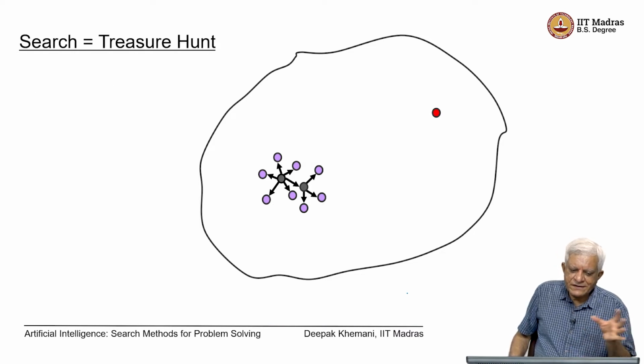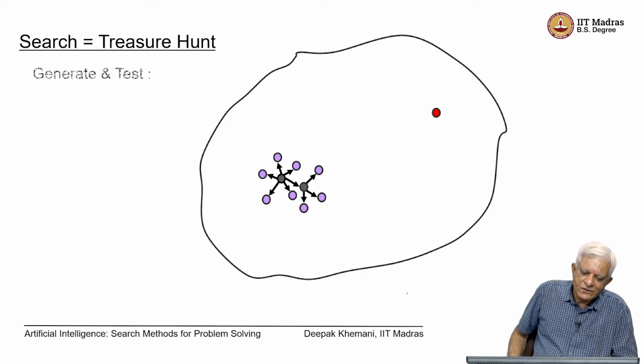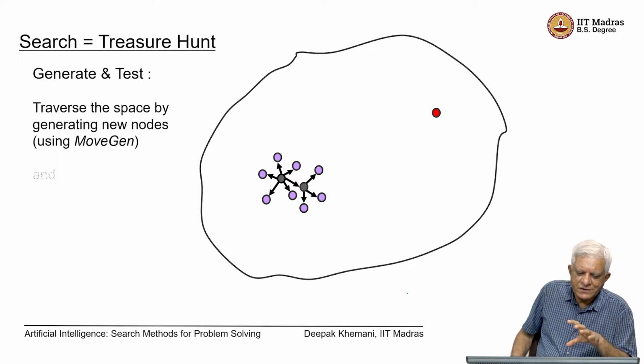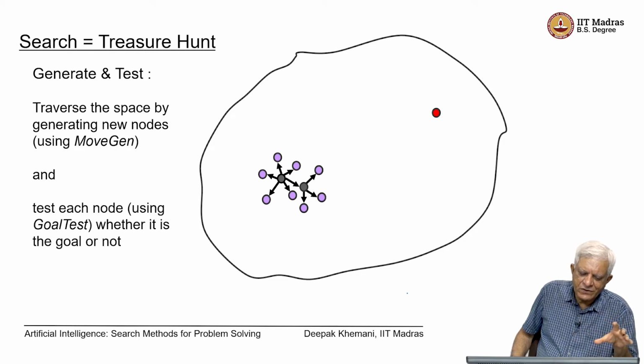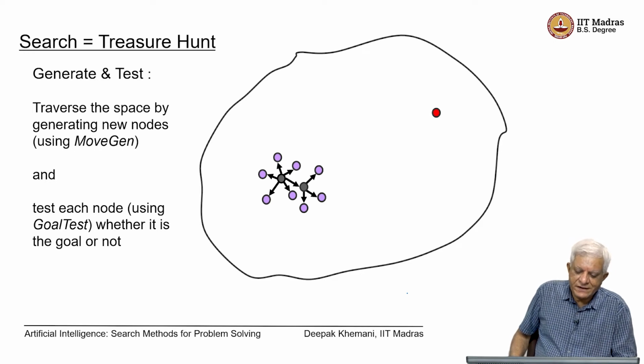So, search is like a treasure hunt in some sense. Then you are going from node to node looking to see if that is a goal node or not. This approach is called generate and test. You traverse the space by generating new nodes, you generate a node and test whether it is a goal or not essentially, and test each node. So, this is how this general search algorithm will work essentially, and this approach in general is called generate and test.